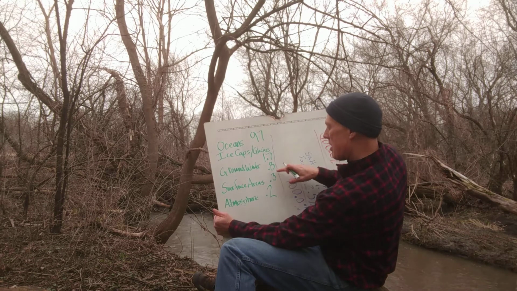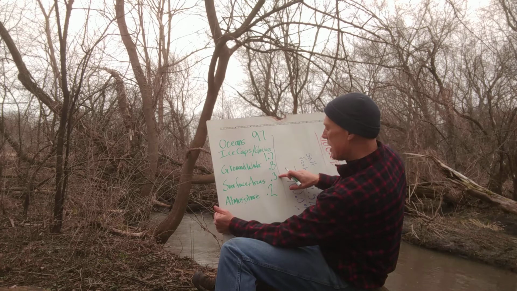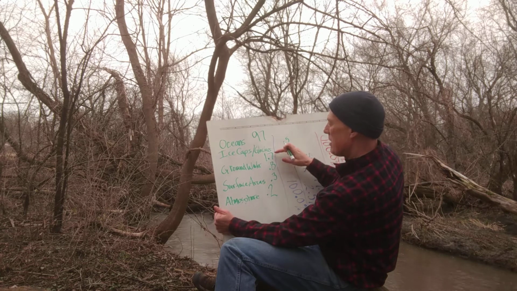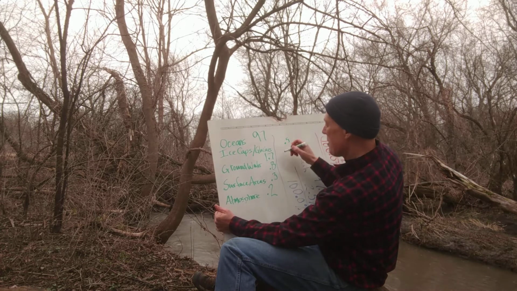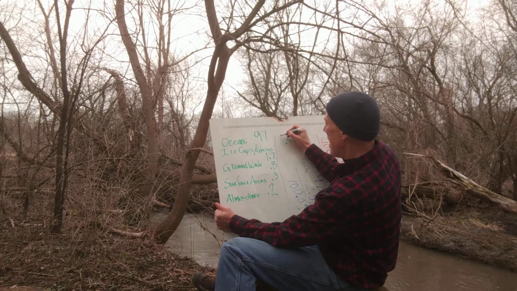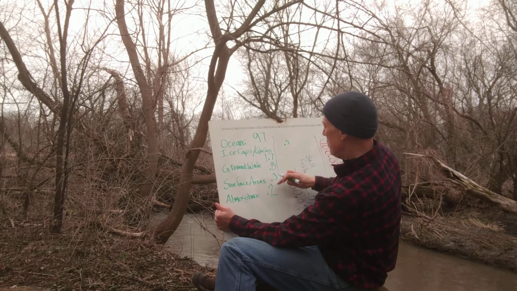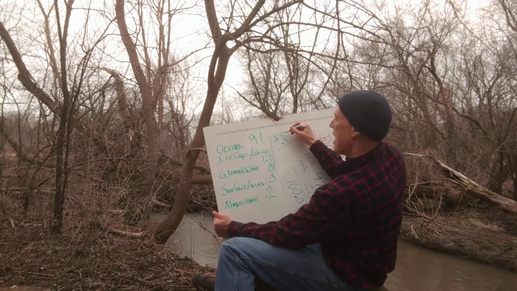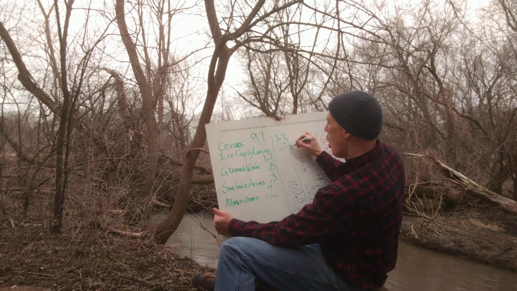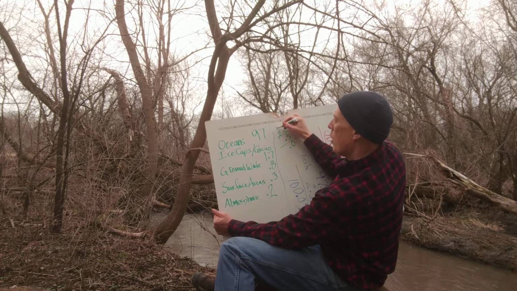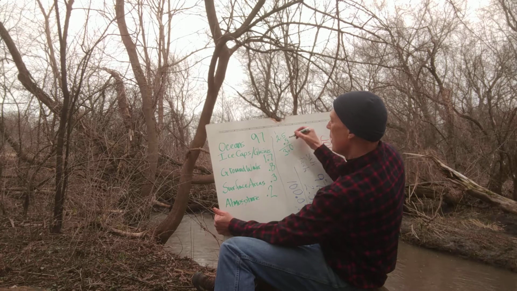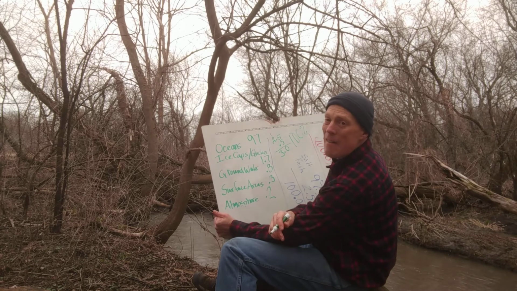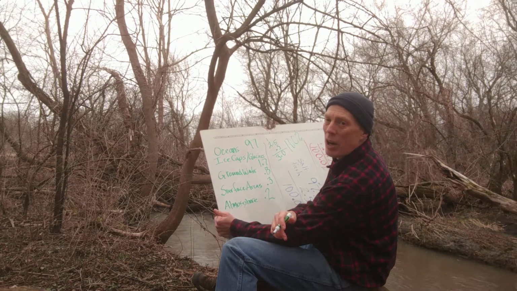So we add these up: 0.2 and 0.3 is 0.5, and 1.7 and 0.8 makes 2.5. Is that right? Yeah, 2 and 5 tenths. When we add that, 5 tenths and 5 tenths is 1 whole, and 1 whole and 2 whole is 3 whole, and 97 plus 3 is, holy cow, 100%. Percents are based on 100.